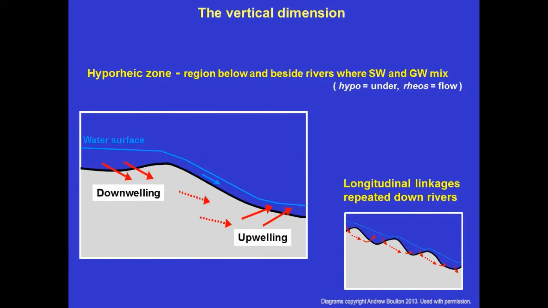And these sorts of longitudinal linkages of downwelling, upwelling, downwelling, upwelling can be repeated down river systems. And of course you can also have longer flow paths where it might downwell in an area a fair way upstream and then travel under several riffles and then upwell into the surface water.